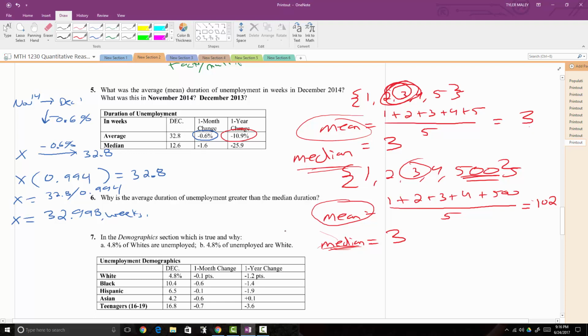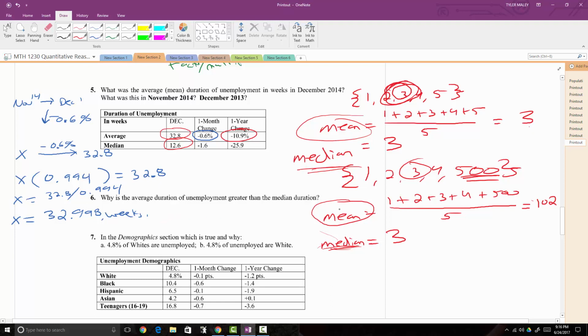So it says, why is the average duration of unemployment greater than the median duration? So when you have the mean, the average, being much larger than the median, what you end up having is a positive skew. When your mean is bigger than your median, your data is shifted to the right.